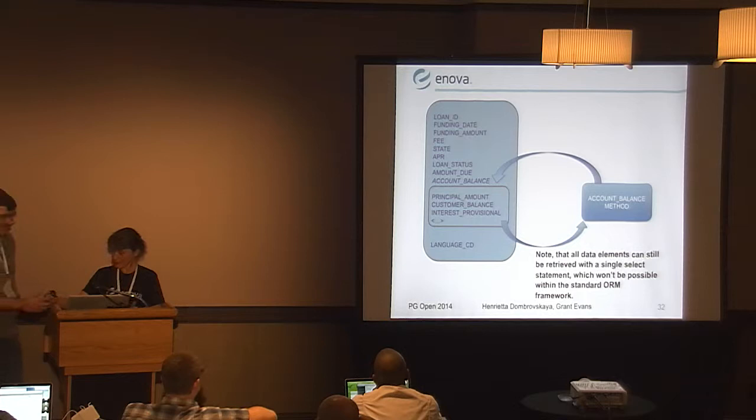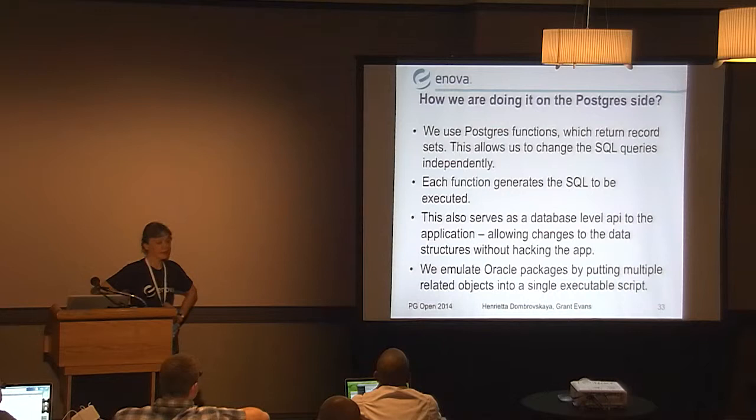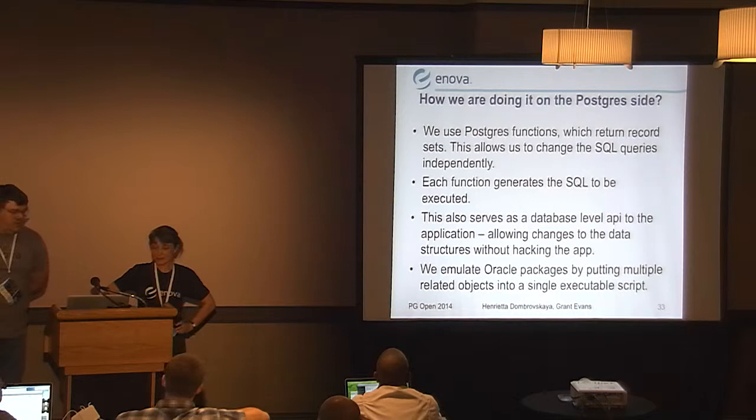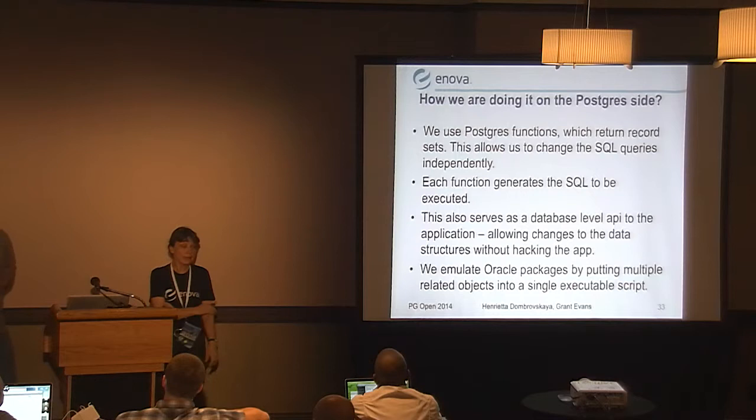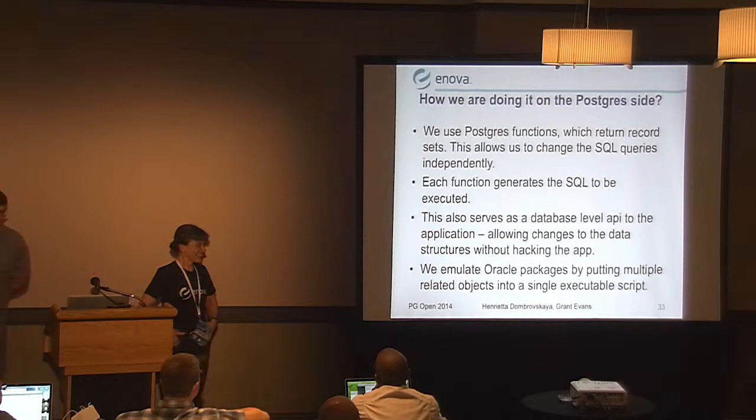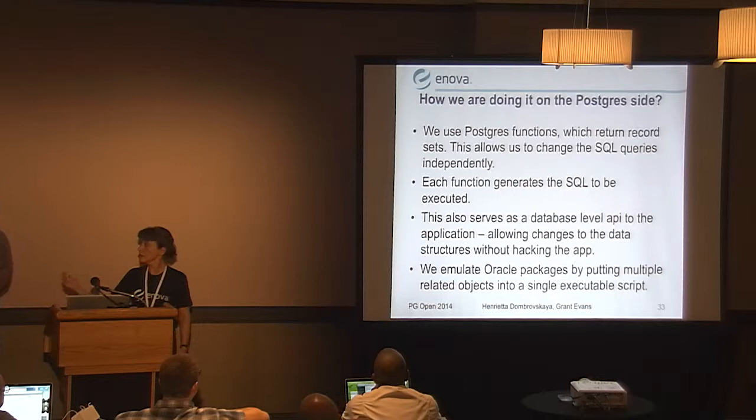So, how exactly did we do this? We used a bunch of set returning functions. Basically what we did is we built a script that functions similarly to an Oracle package in that you have a bunch of different objects inside one script, right? Yeah, because, hint, Postgres doesn't have packages. Yeah, somebody needs to get on that. So what we did, like I said, we use set returning functions, and the set returning functions are all dynamic.